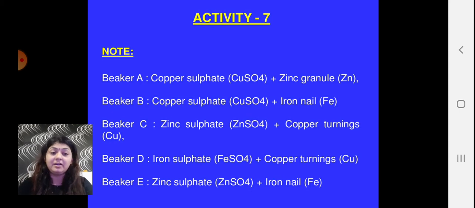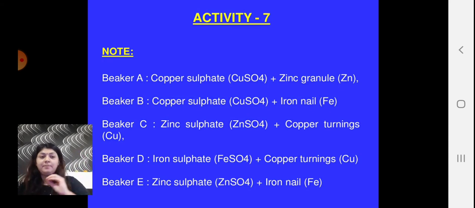Iron sulfate, beaker D with the copper turnings, and zinc sulfate and the iron nail. Now here you can see that I have taken copper sulfate, zinc sulfate, ferrous sulfate solutions, and I am trying to add a metal to the beakers. And let's see whether this metal can displace the given solution or not.